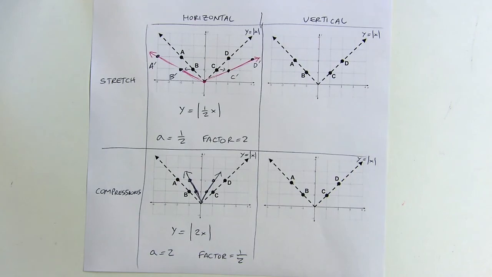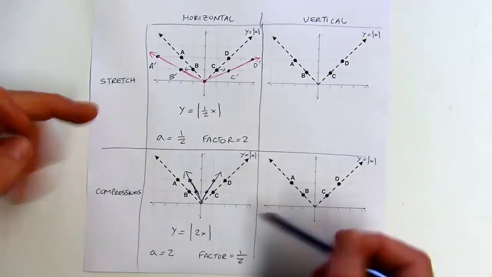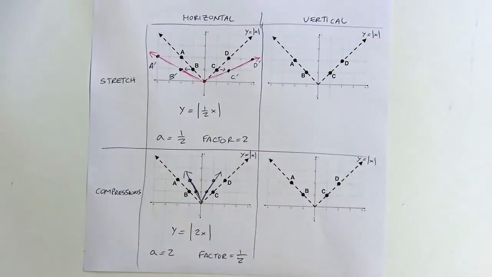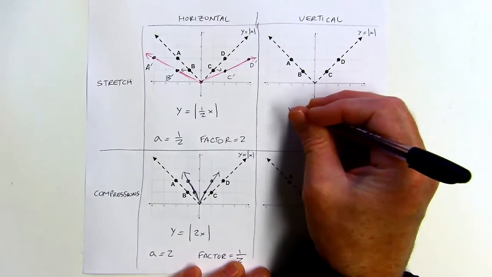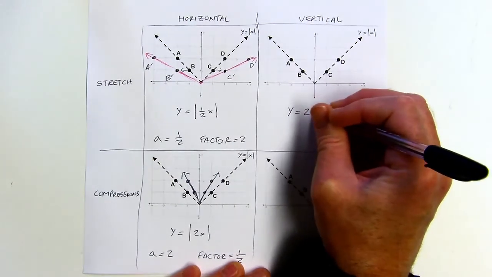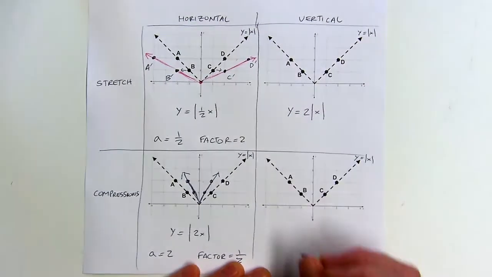Okay, so let's look at these others. That's when we're multiplying on the inside, we get a horizontal change. When we're multiplying on the outside of the absolute value, we're going to get a vertical change.